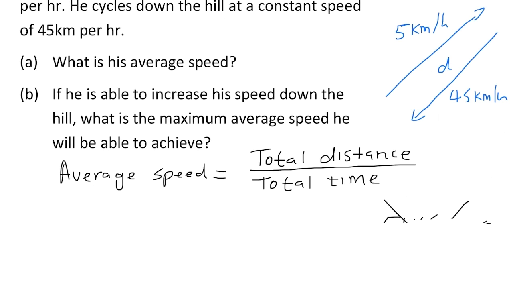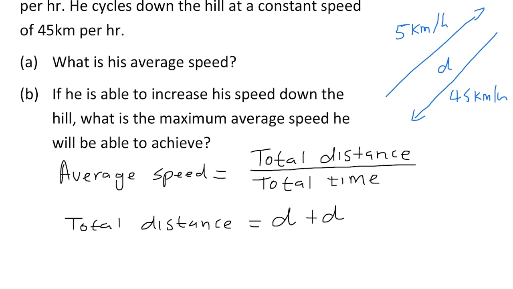Now, let's calculate what is Fred's total distance going up and down the hill. So, total distance will be equal to d going up the hill plus d going down the hill, and this will give us 2d.